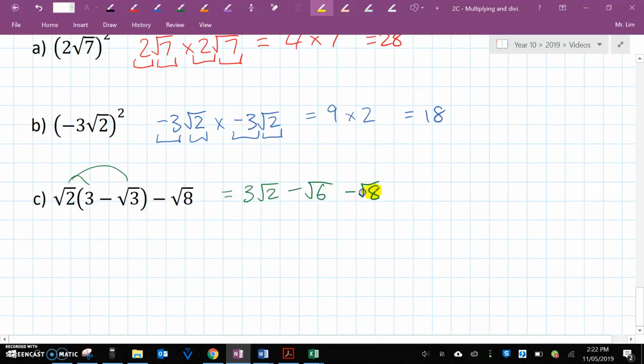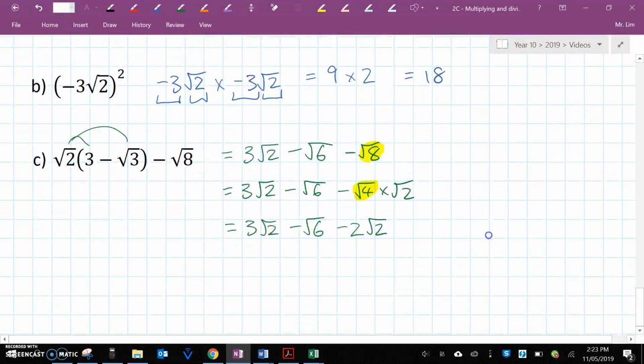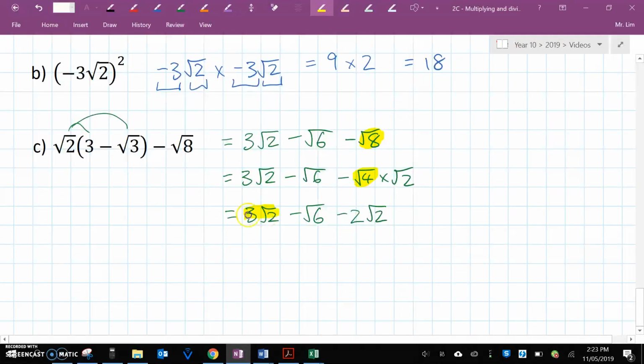We can split this root 8 into root 4 times root 2. So let's write that out. 3 root 2 minus root 6 minus root 4 times root 2. What is the square root of 4? The square root of 4 is 2. So we have 3 root 2 minus root 6 minus 2 root 2. Now we have like terms. 3 root 2 minus 2 root 2 is 1 root 2 minus root 6. And that's it for this video.